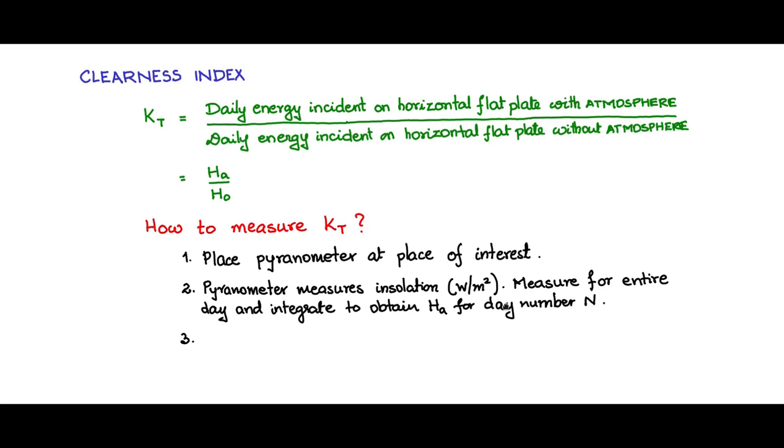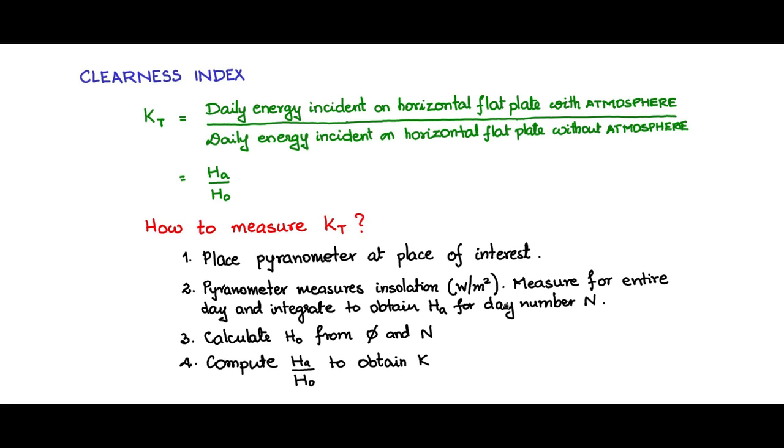Next, let us compute the H0 value. We know how to do this. If we have the latitude and the day number, we can compute H0. After that, we take the ratio of HA to H0, and this will give you the KT value. So this clearness index value, remember, is for that specific value of HA. If HA has been computed for a particular day number, then the KT value is valid for that particular day number.